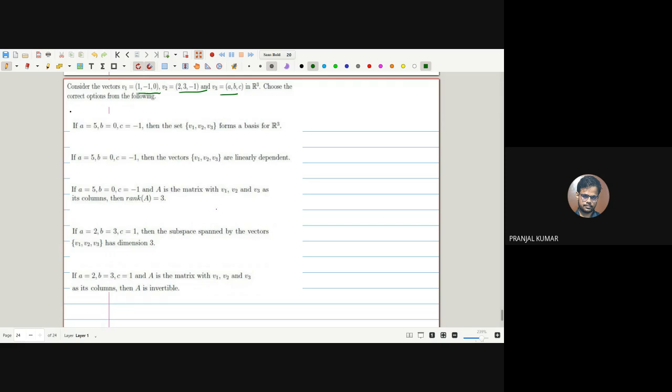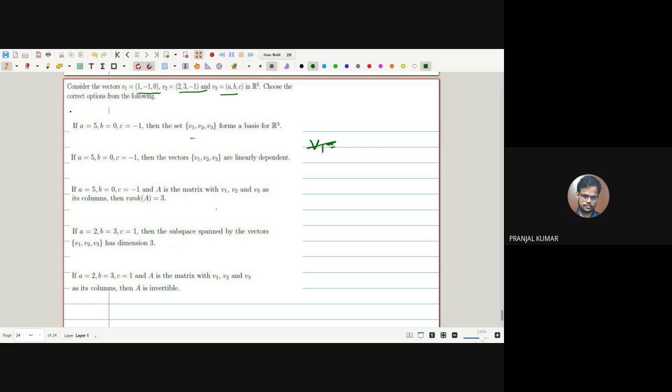Now this question. Now they have given you 3 vectors. Choose the correct option. If A is equal to 5, B is equal to 0, C is equal to -1, we set V1, V2, V3. This is the same as that. You have to check independence of 3 vectors, so you will assume V1 is equal to some scalar plus some scalar, then you will check whether those scalars are actually equal to this. Clear?